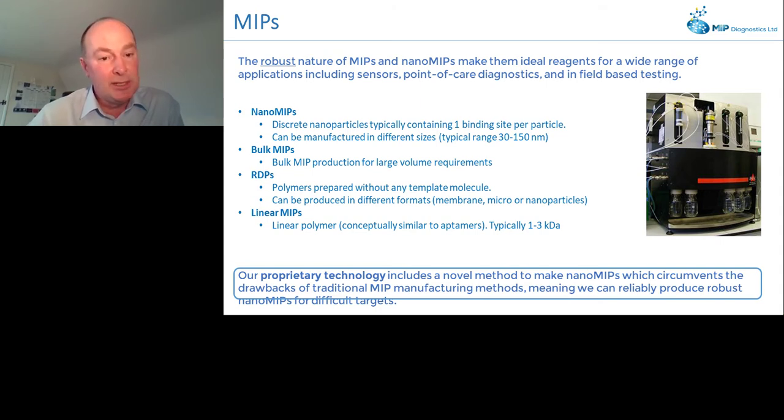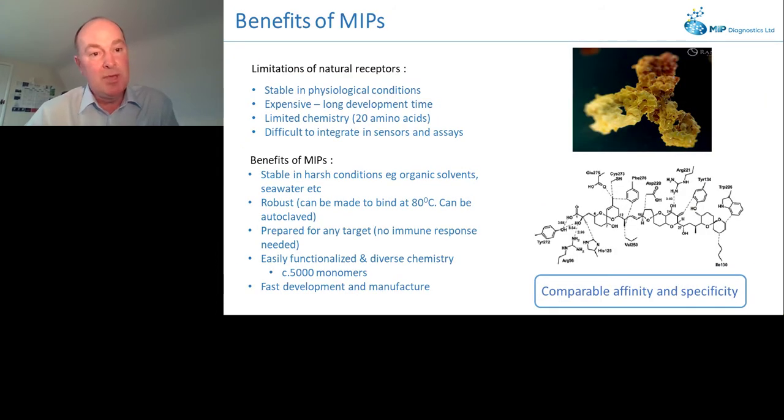But our proprietary technology focuses on a novel method to make NanoMIPs, which circumvents a lot of the drawbacks associated with the traditional MIP manufacturing methods. And the resultant NanoMIPs are very much like plastic antibodies, but are very easy to produce and are incredibly robust in comparison. So some of the main benefits of using MIPs as compared to antibodies.